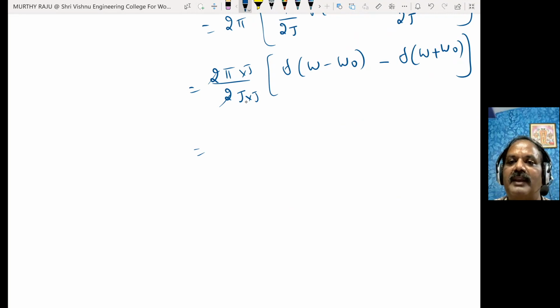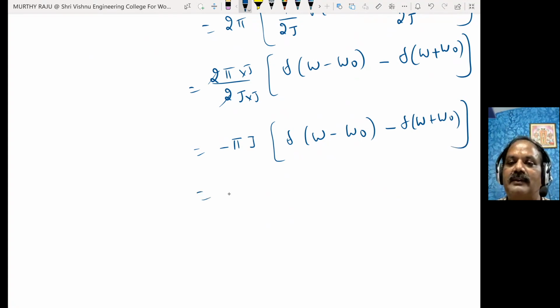j square is minus 1, so minus pi j times delta of omega minus omega naught minus delta of omega plus omega naught. Here the minus sign is multiplied with the entire expression, giving plus pi j. Minus delta of omega minus omega naught, and minus into minus gives plus delta of omega plus omega naught. Finally, delta of omega plus omega naught minus delta of omega minus omega naught.